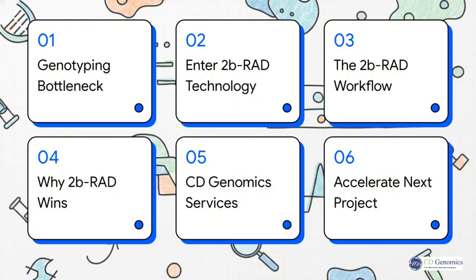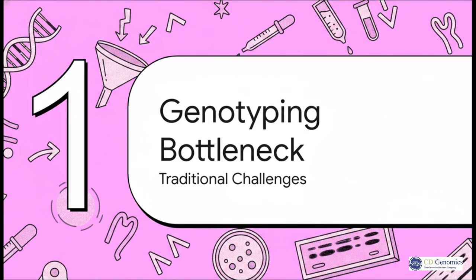All right, so here is our roadmap for today. First, we'll look at the genotyping bottleneck. Then we'll enter the world of 2b-RAD technology and break down its workflow. After that, we'll see exactly why 2b-RAD wins out over older methods, explore the specialized 2b-RAD services from CD Genomics, and finally, talk about how to accelerate your next big project. Okay, let's kick things off with part 1, the genotyping bottleneck.